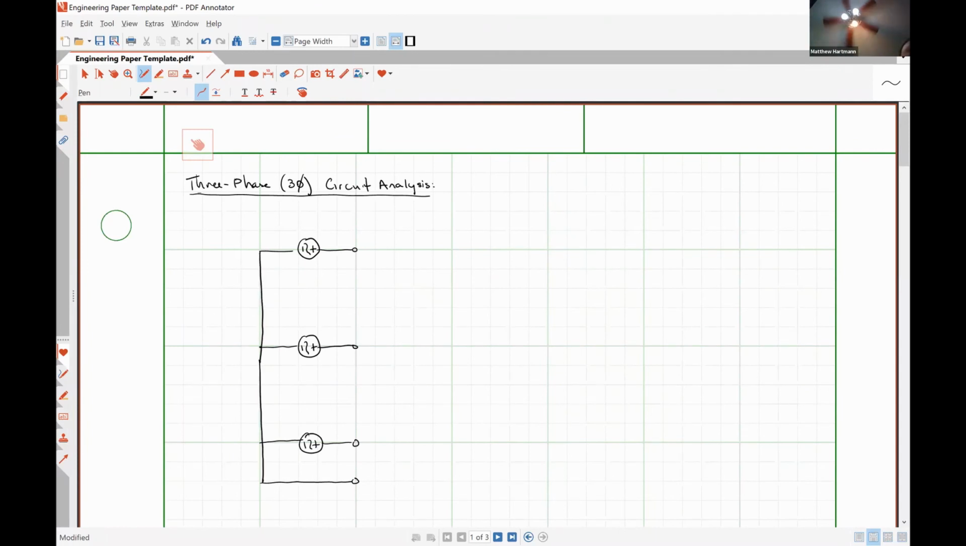So this is our Y connected source. A, B, C, and neutral connections. That means this guy is VAN, this guy is VBN, this guy is VCN, and then over on this side we'll have our load.